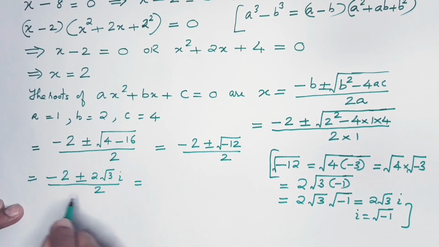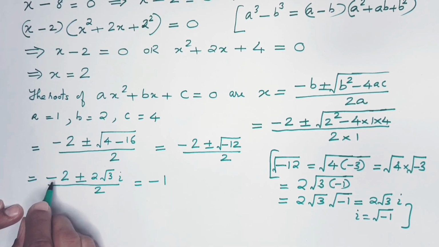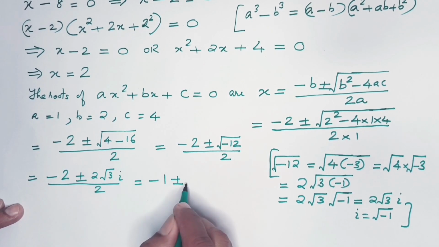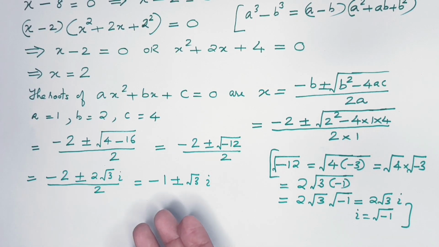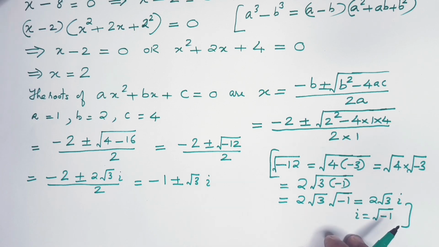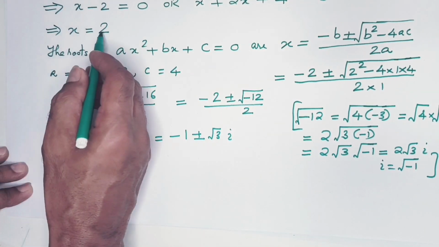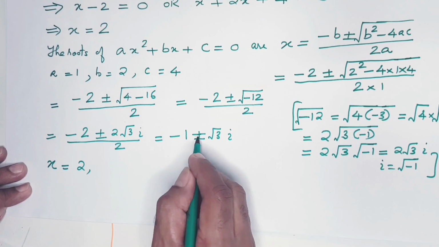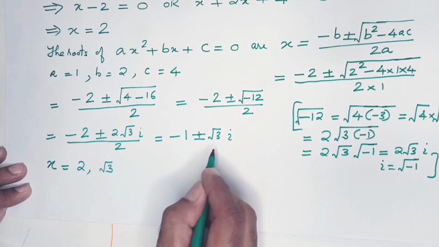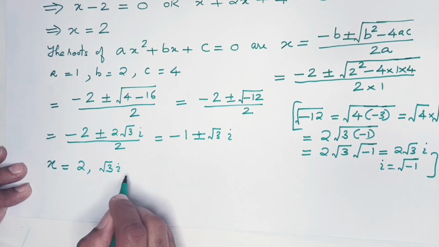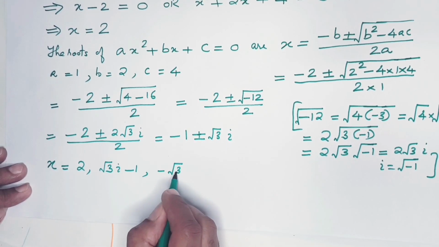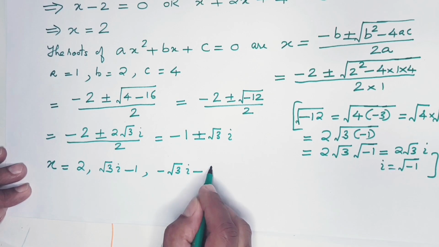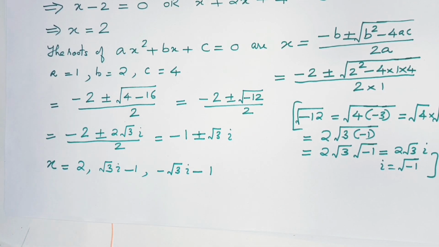Now dividing both the terms by 2, you get minus 1 plus or minus, these two cancelled, you have root 3i. These are the other two roots of the given equation, x cubed minus 8. So x equal to 2 is one root. Let me pick a plus sign from here and write this term first: root 3i minus 1, second root, then giving minus sign, minus root 3i minus 1. These are the three roots of the given equation.